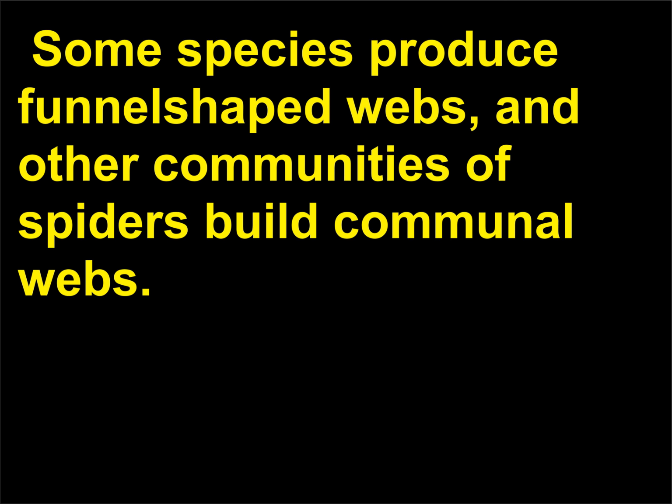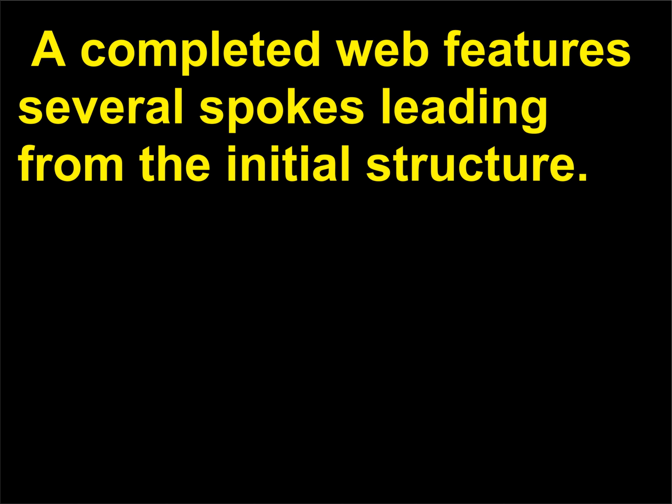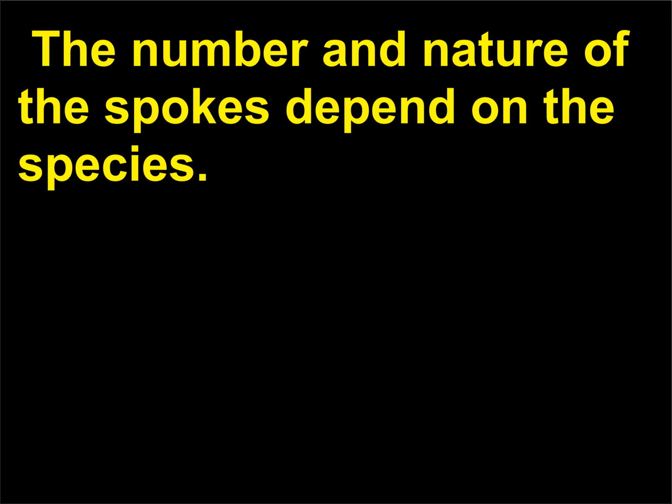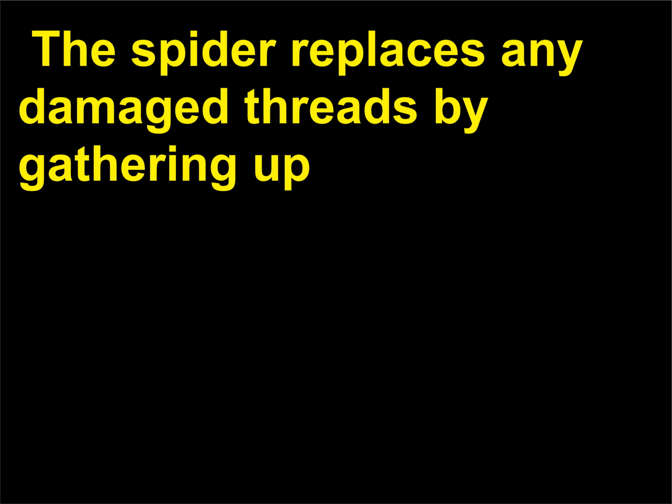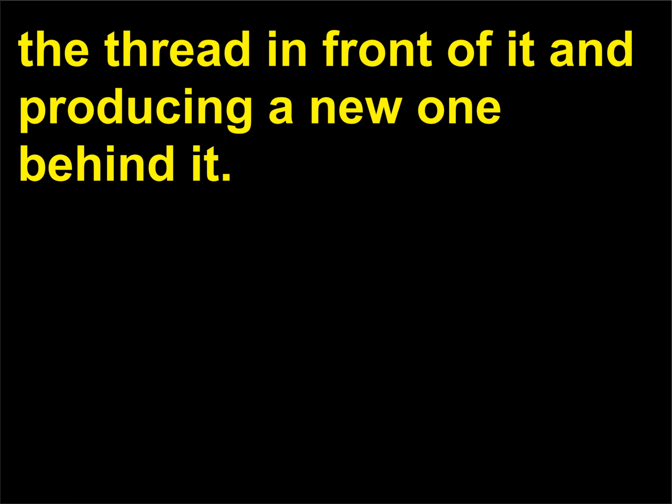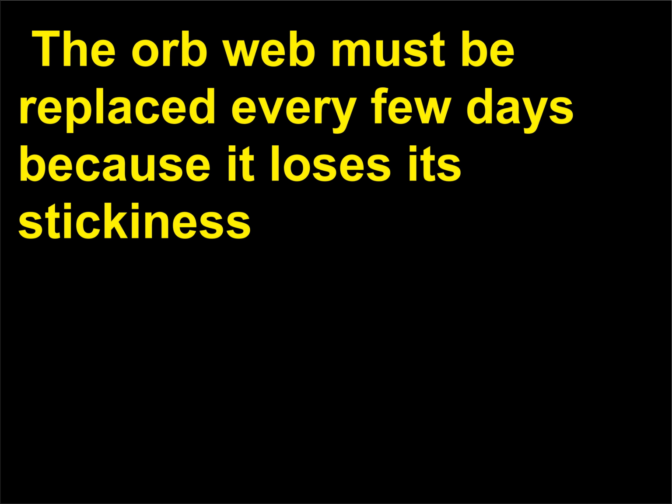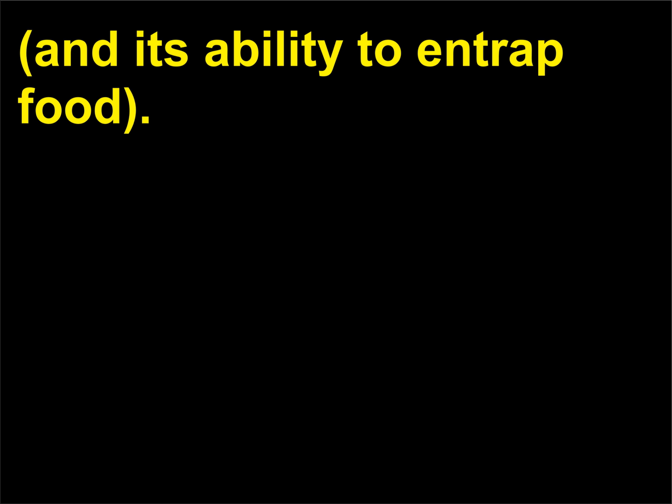Some species produce funnel-shaped webs, and other communities of spiders build communal webs. A completed web features several spokes leading from the initial structure. The number and nature of the spokes depend on the species. The spider replaces any damaged threads by gathering up the thread in front of it and producing a new one behind it. The orb web must be replaced every few days because it loses its stickiness and its ability to entrap food.